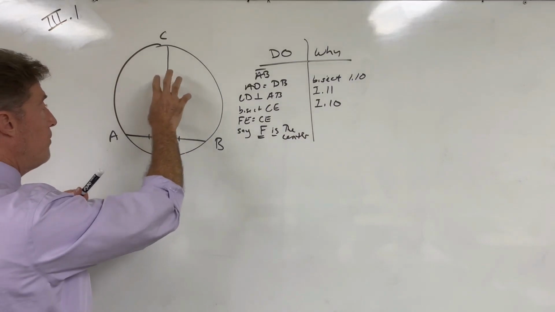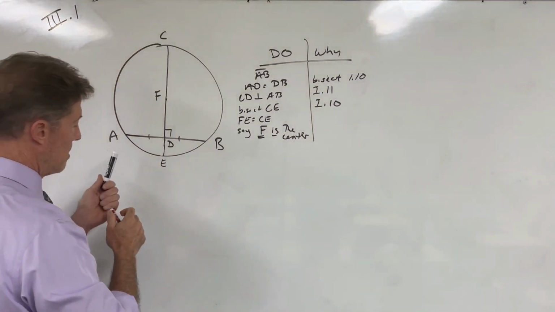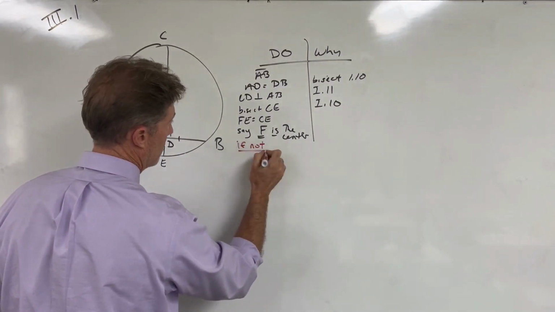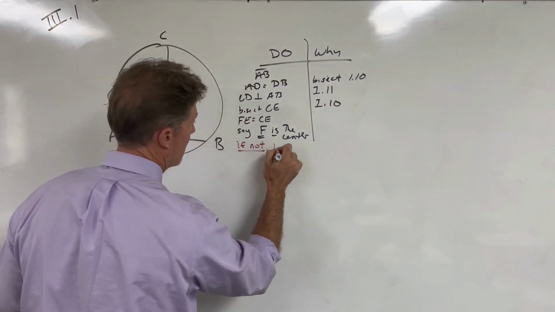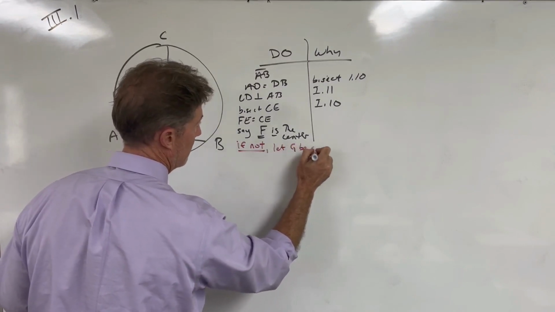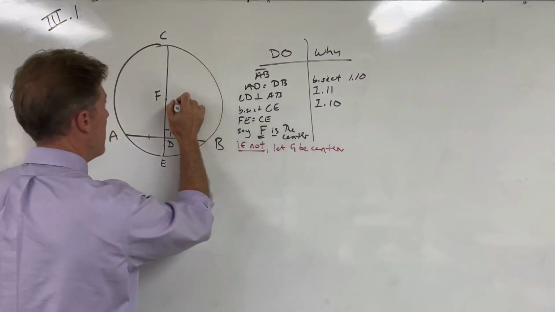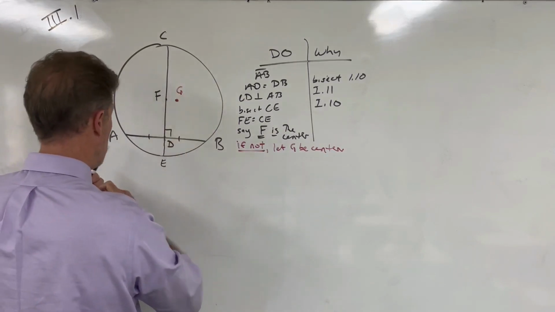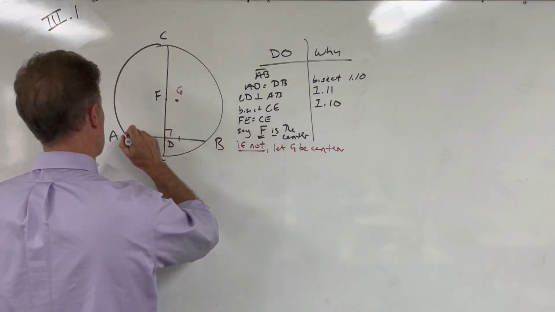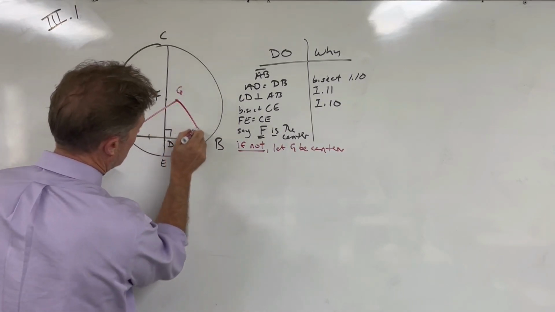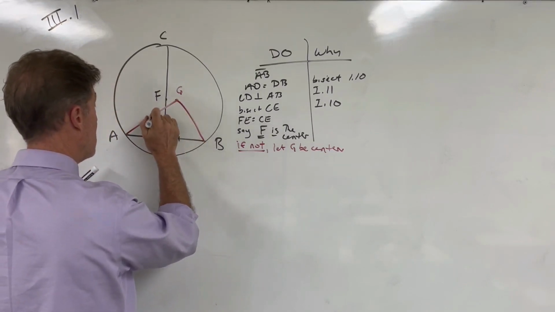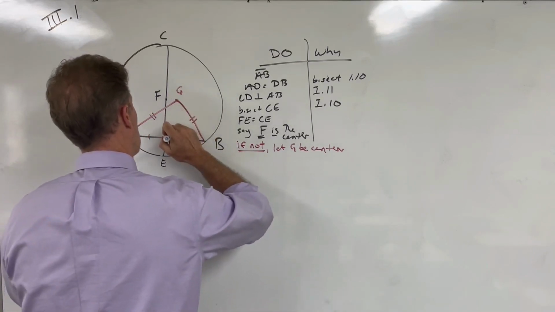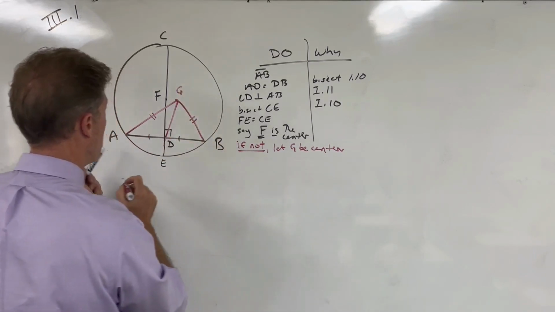Now, the proof of this is going to be a proof by contradiction. So we're going to say, well, let's assume for the moment that that's not true. If F is not the center, then let G be the center. So let's pick another point G, and have G be the center of the circle. If it's the center, then we can connect GA, and we can connect GB, and since this is the center, these are radii of the same circle, therefore they're equal. And we can connect GD.